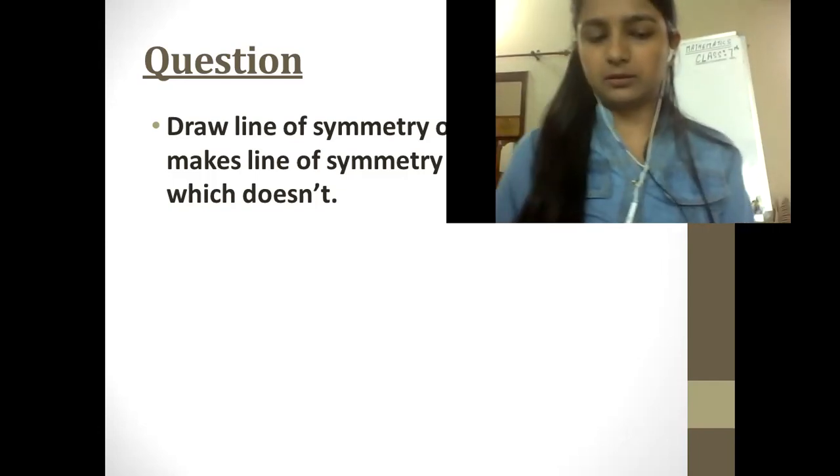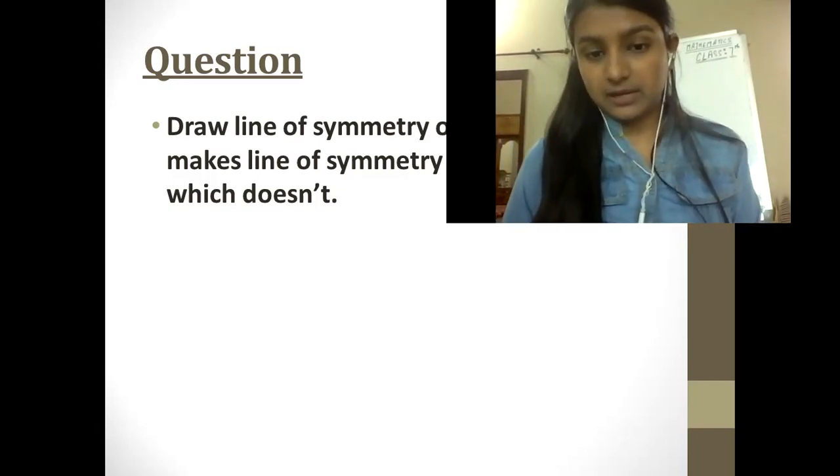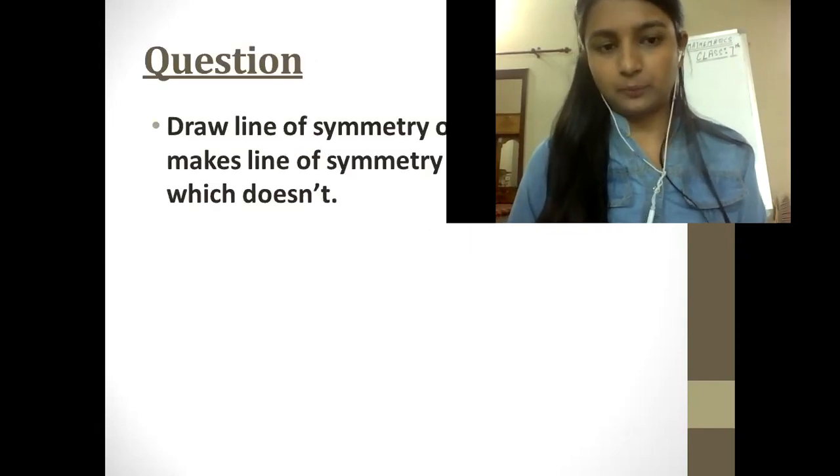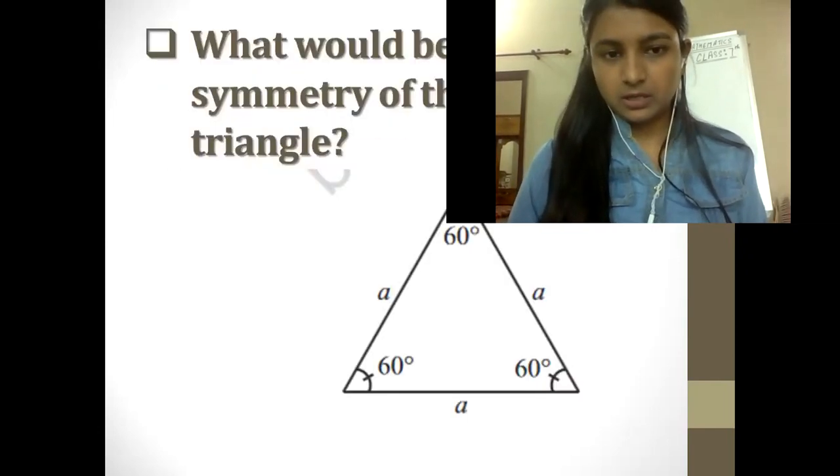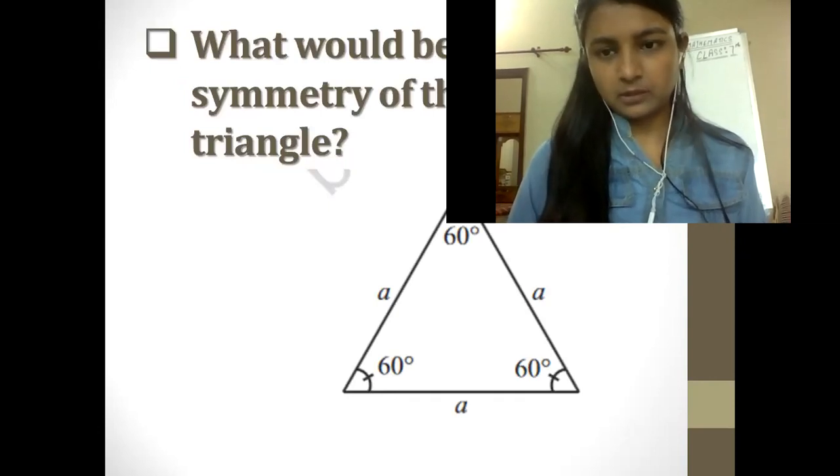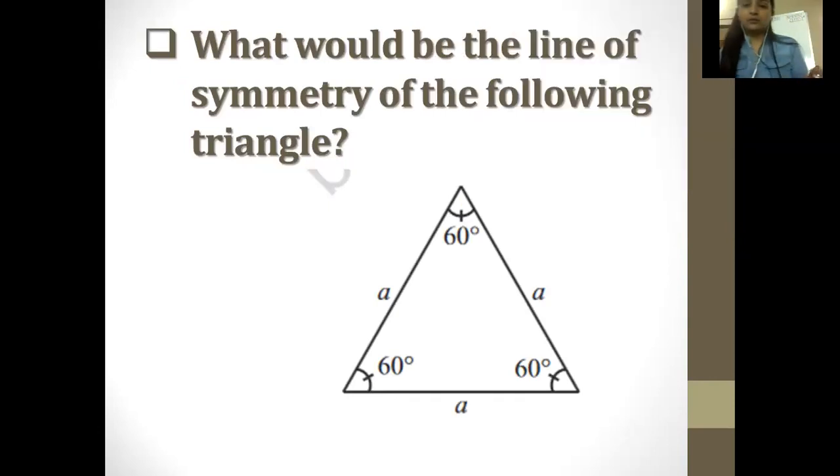Okay, so you can also write more alphabets which are making it. So students, here's a question in front of you. You have to tell what would be the line of symmetry of the following triangle. Like here's a triangle in front of you. Which triangle is it? I hope you would be able to guess that. So here's a triangle which has equal angles, that is 60 degrees on each vertex of it. So the question is what would be the line of symmetry of the following.